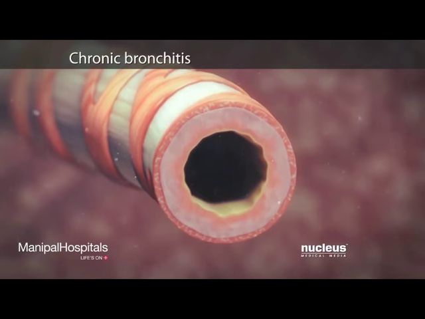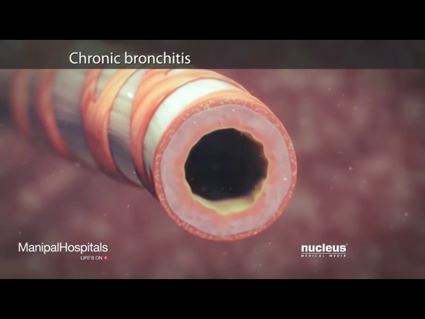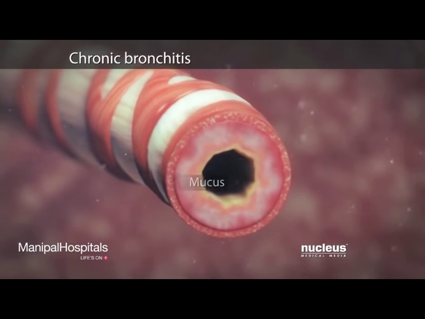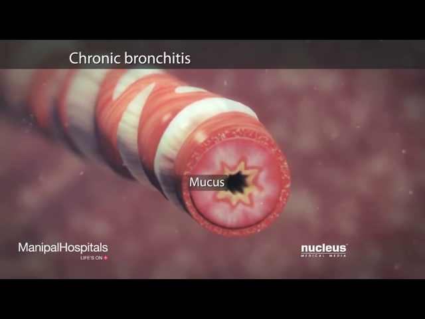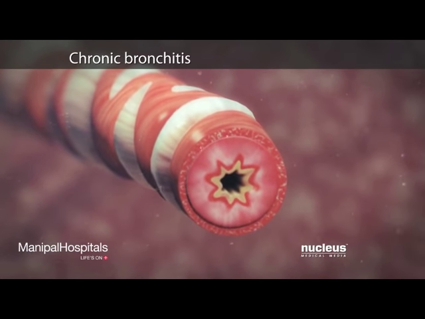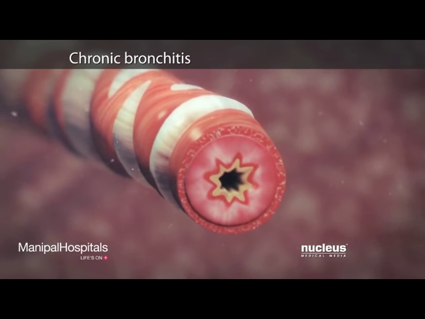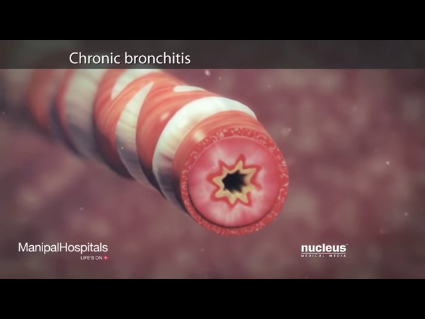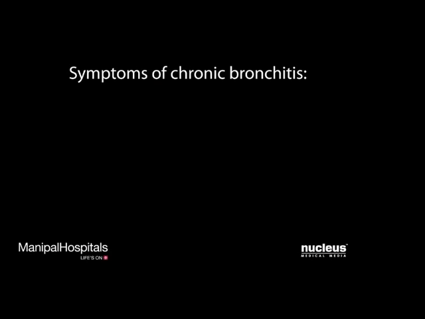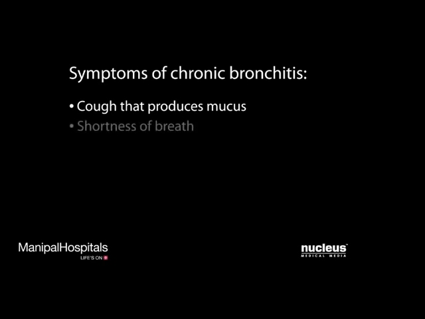With chronic bronchitis, damage inside your airways causes the lining to swell, thicken, and make mucus. You develop a persistent cough as your body attempts to get rid of the extra mucus. The symptoms of chronic bronchitis include an ongoing cough that produces a lot of mucus, shortness of breath, and frequent respiratory infections.